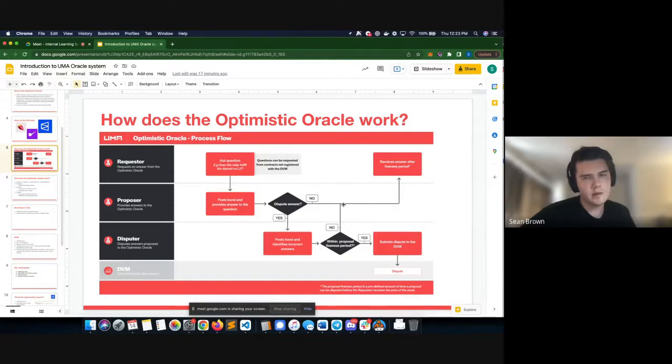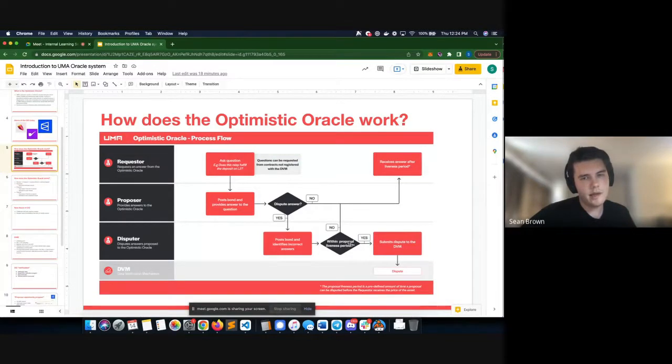Also, sorry, there's a lot to get into here, but if an answer is accepted, then this proposer receives the original reward that was provided by the requester, as well as their bond back. So they were correct in our system, they didn't lose any money, and they received the reward for doing the work to answer this question. But if it was disputed, then the disputer also posts a bond, but does not post their own answer. They basically just say, I think this answer is incorrect.